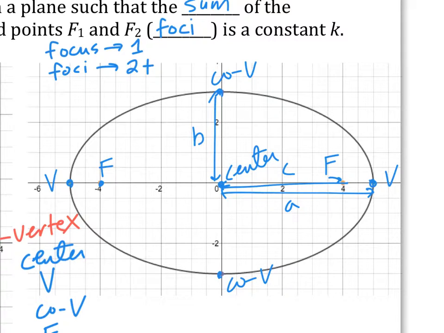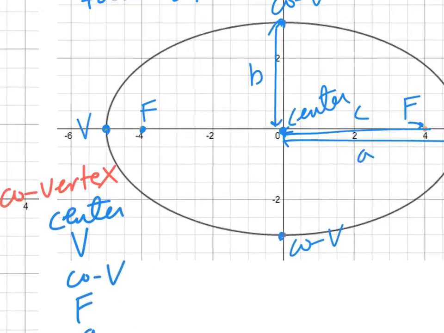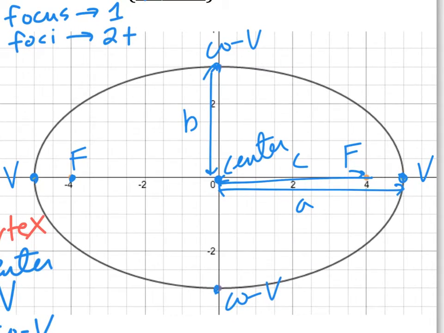Okay, let's do some detective work. We're going to figure out the locations of all of these points again from deduction. So let's look at this one. Oh, this is very messy. Maybe we should look at this one. It's a little cleaner. Okay, so the center is (h, k).